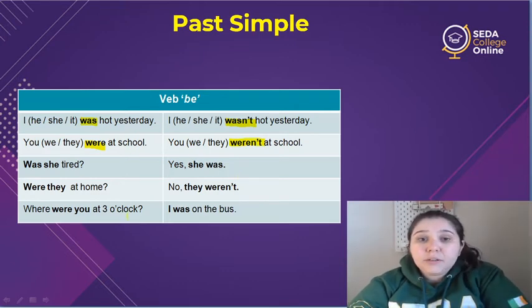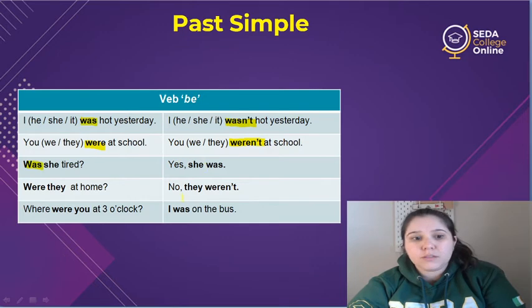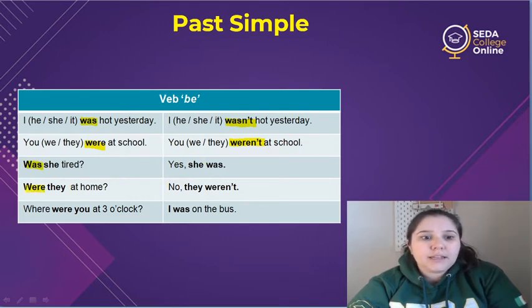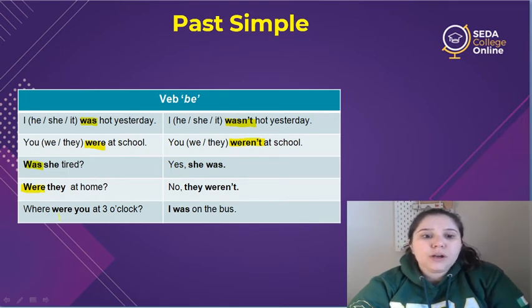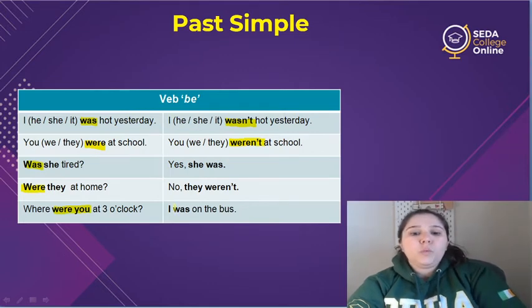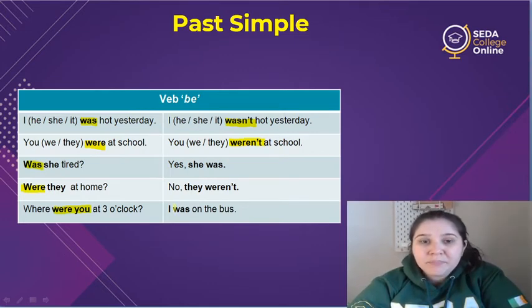And then we have here the question form. So when we ask a question in the past with the verb to be, we start with the verb. So was she tired? Yes, she was. Were they at home? No, they weren't. Where were you at 3 o'clock? So here we have first the question word, then the verb to be. Where were you at 3 o'clock? I was on the bus. Okay? So this is the verb be.